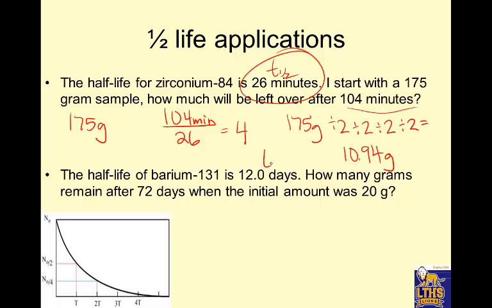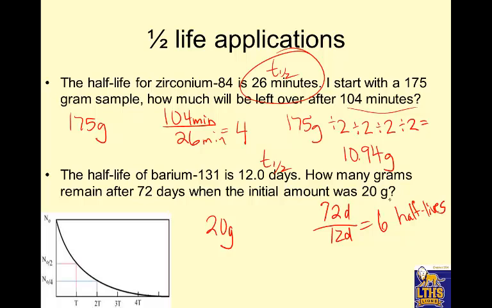Barium's half-life is 12 days. So every 12 days, barium-131 radioactively decays to half its original amount. How many grams left after 72 days if 20 grams is what you're starting with? So 20 grams is our start. After 72 days, every 12 days, a half-life happens. So after 72, there's going to be 6. Who can divide here, Mrs. Harbin? So 6 half-lives are going to go by.